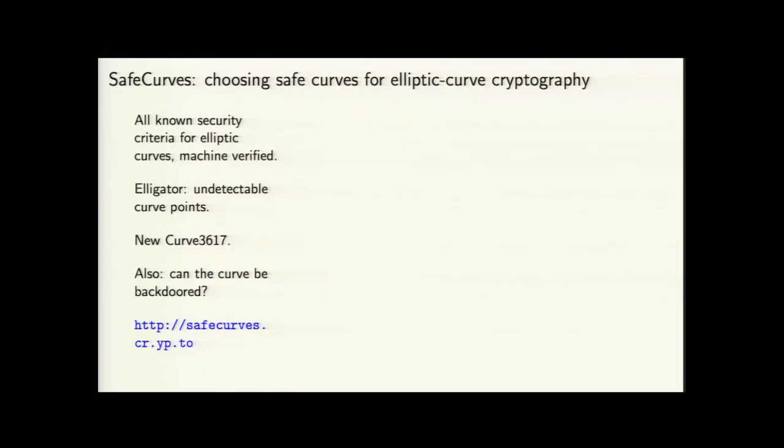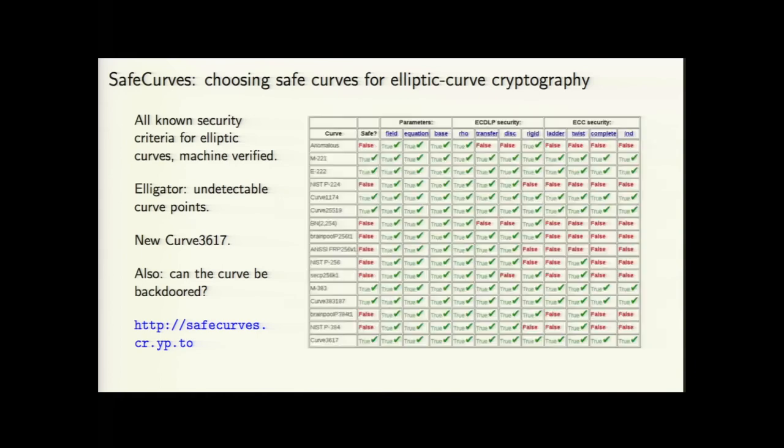So when you go to safecurves.cr.yp.to, you find on the first page this overview. Green is good, red is not good. And there are just not many curves which have a whole row of green. In particular, the NIST curves do not have a whole row of green.